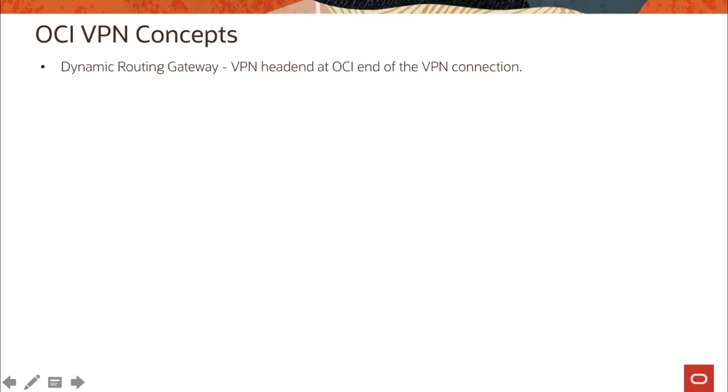And you also add one or more route rules that route the traffic from your VCN to the dynamic routing gateway. Without this attachment and the route rules, the traffic will not flow between your VCN and your dynamic routing gateway and, at the end, your on-premises network.